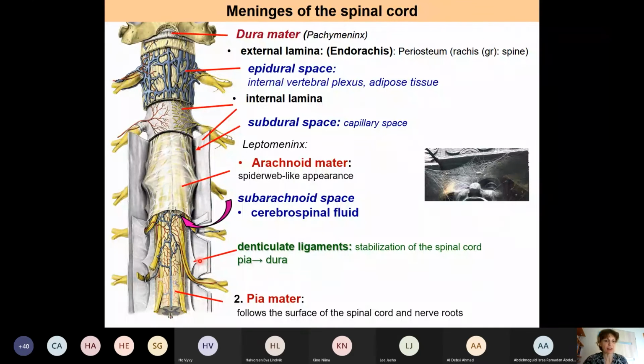One more structure I want to mention here. These are the so-called denticulate ligaments. These are frontally visible ligaments, and they also contribute to the stabilization of the spinal cord. They originate from the pia and go to the dura, and we can find them between two rootlets, between two spinal roots. These structures you will also see in our histological slides.